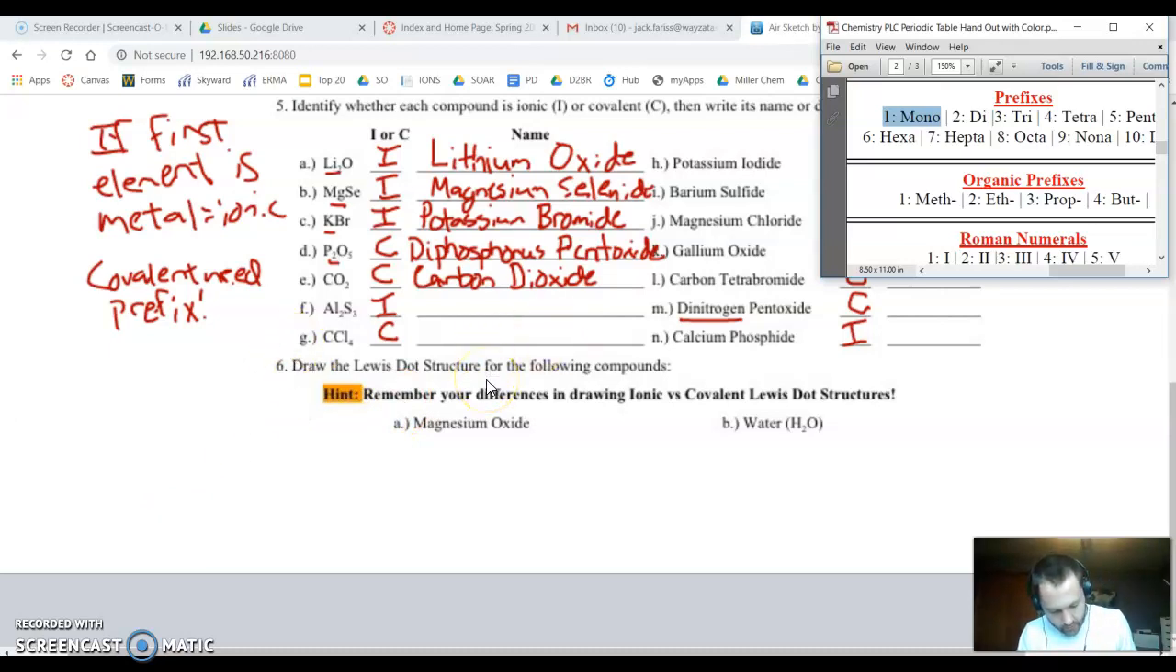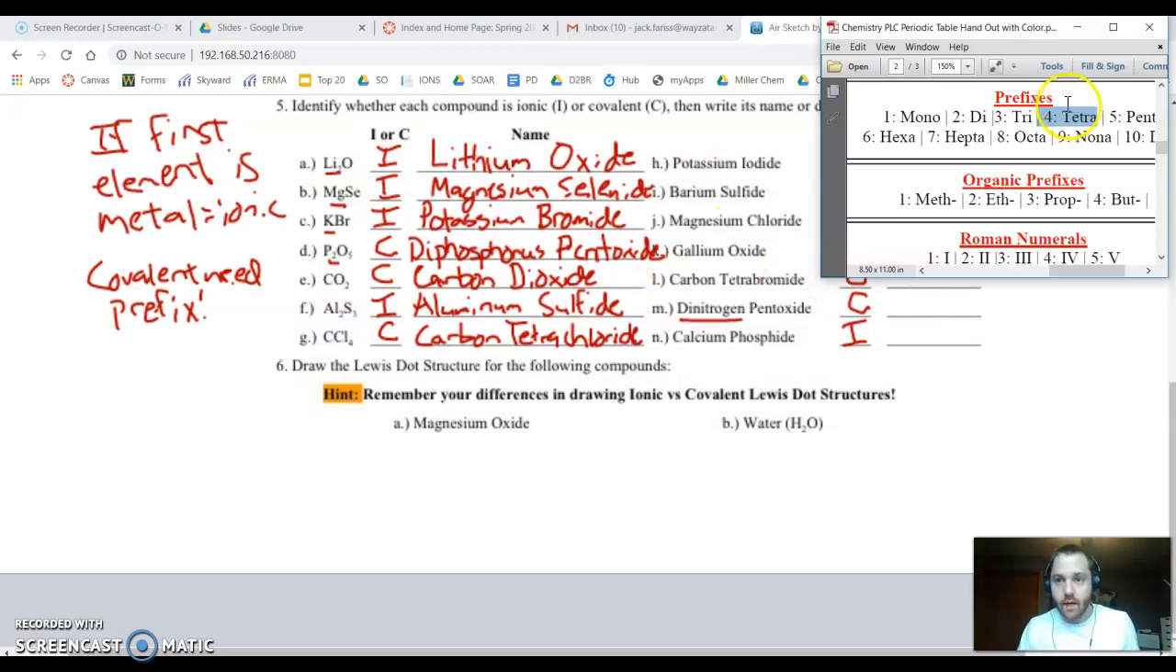Next one, Al2S3, but we're back to ionic, so we don't use prefixes. These are pretty easy to name because it's just going to be aluminum sulfide. CCl4, it's covalent. Again, I don't put mono on the first word, so this is just going to be carbon. And now our prefix for 4 is tetra. So it's going to be carbon tetrachloride, because chlorine becomes chloride. And that's how we practice our naming.